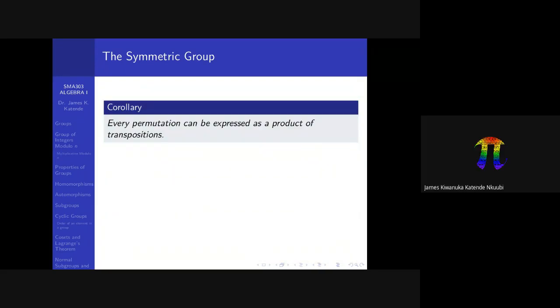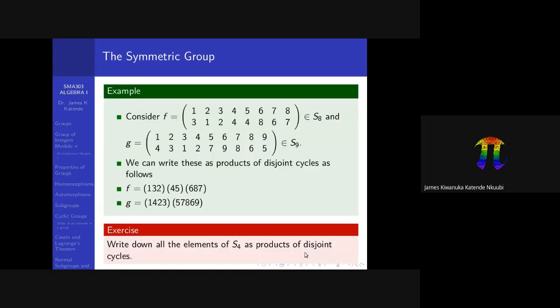So, as a consequence of this, it's also possible to express every permutation as a product of transpositions. Now, this product of transpositions is not unique. You can represent it in many different ways as a product of transpositions. But as a product of disjoint cycles, it is unique.